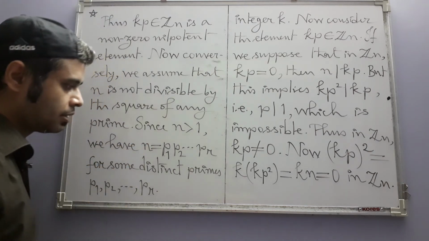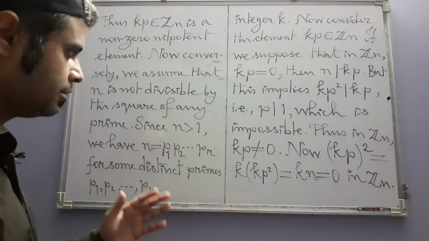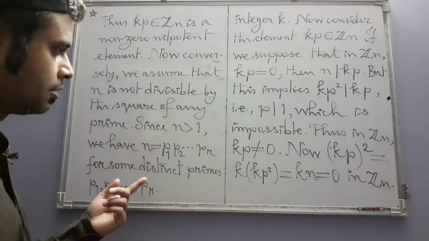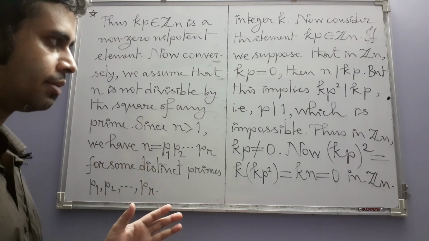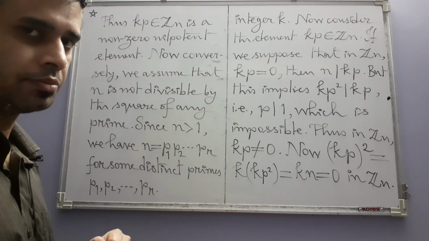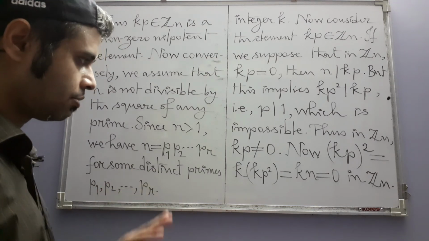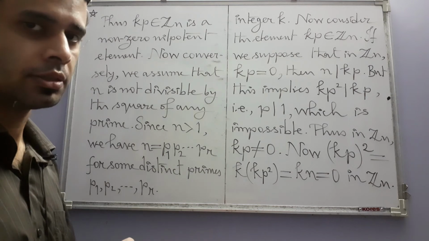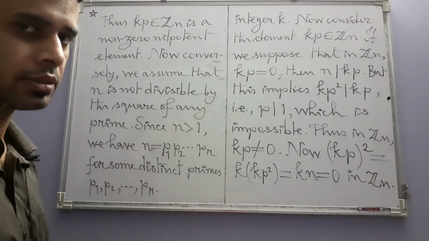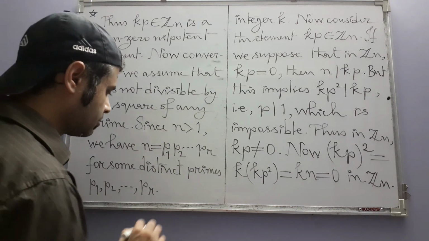Okay, so now our aim is to prove that under these hypotheses, our Zn does not have a non-zero nilpotent element. We will now prove that by contradiction, supposing that there is such an element and arriving at a contradiction.